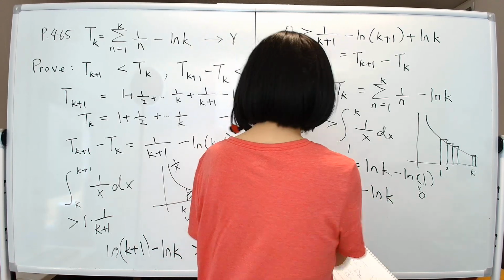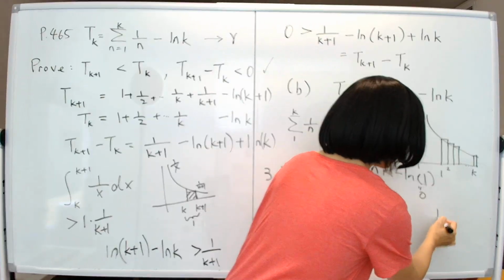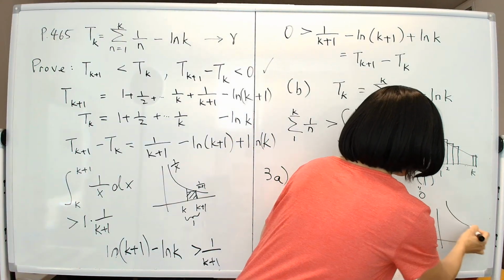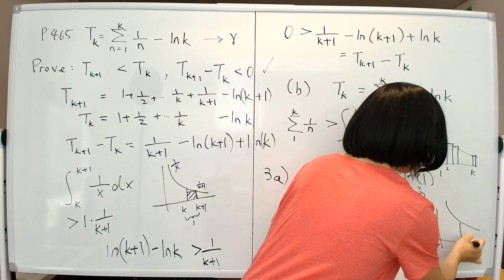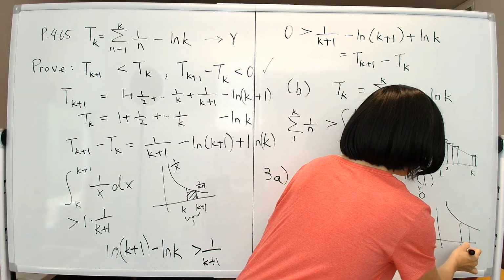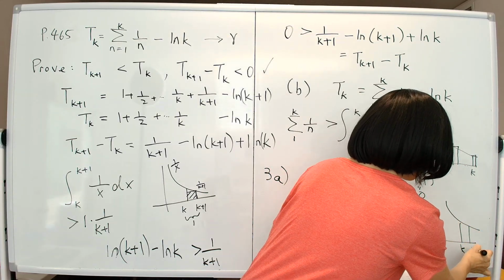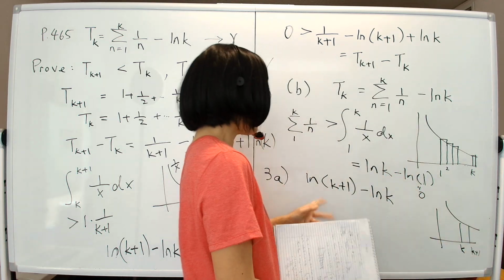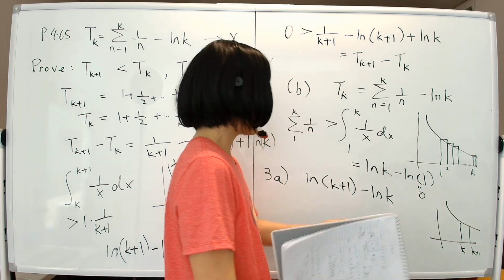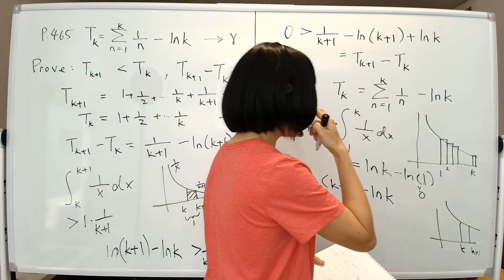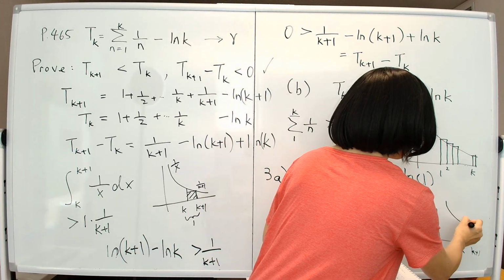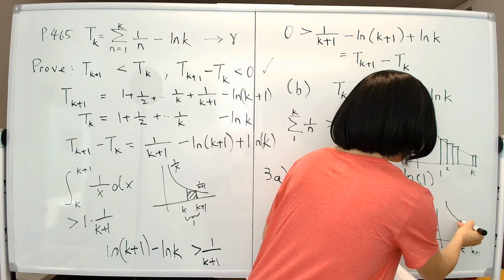So we'll draw the integration graph again. And here, that's natural log of k plus 1 and natural log of k. Here's k, and here's k plus 1. This is the area under the curve of the integral. Now, this will be smaller than if you draw the rectangle from k.